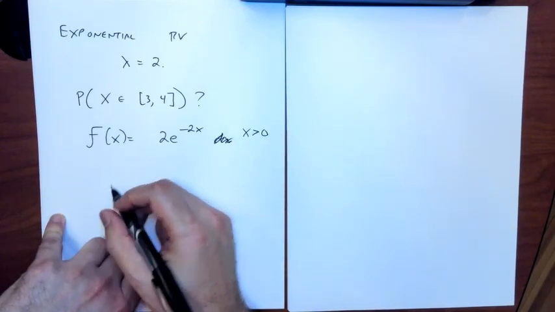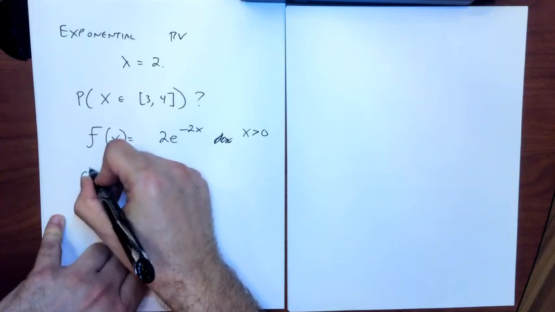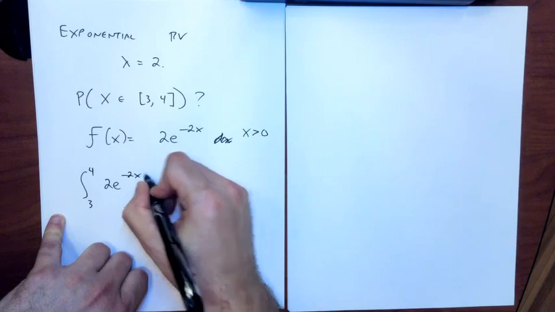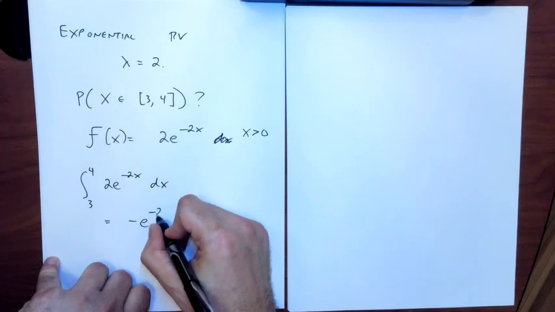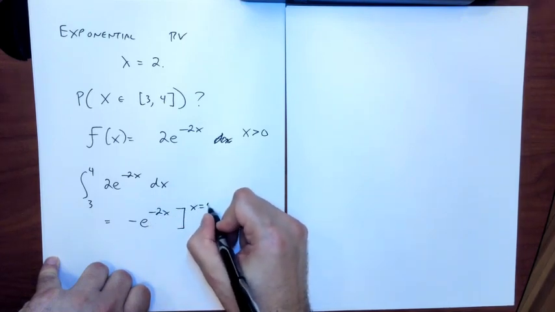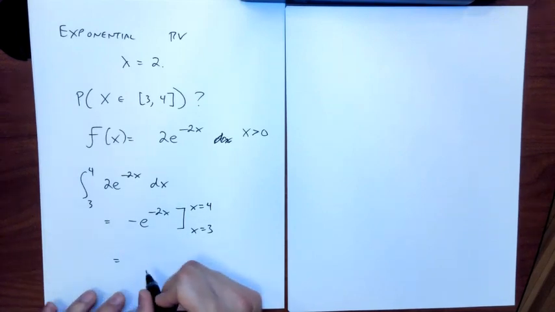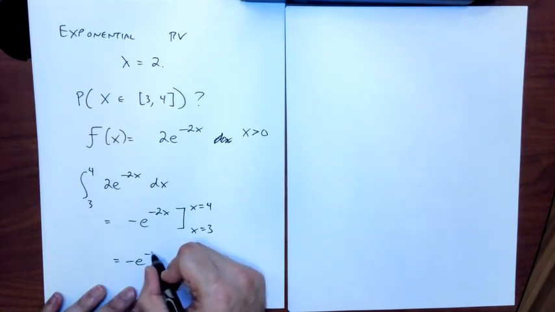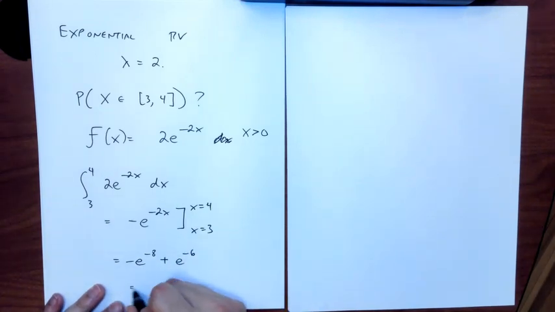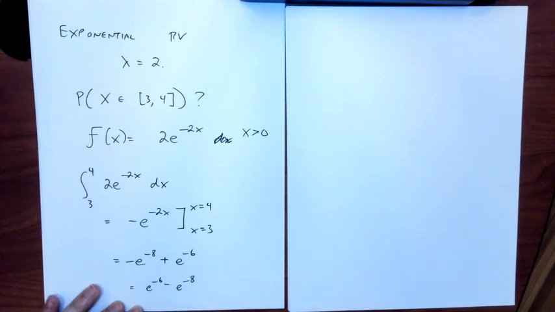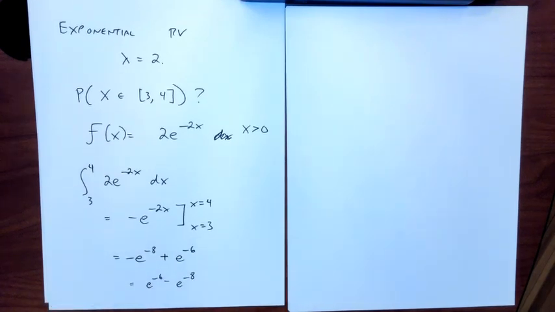So that means that my integral is going to be from 3 to 4 of this thing, dx, which is going to be minus e to the minus 2x from x equals 4 to x equals 3. And I'm going to get minus e to the minus 8 plus e to the minus 6. Which then, if I had a calculator, I could resolve into a decimal. Questions or comments?